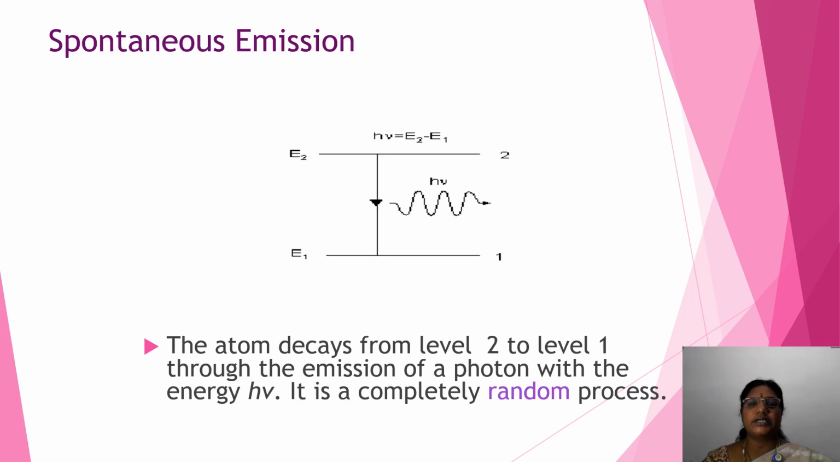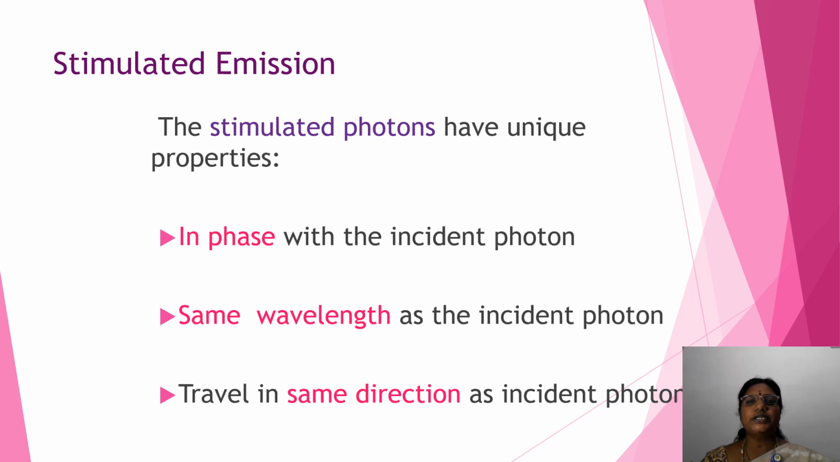After excitation, the excited atoms from the higher energy states decay to lower energy state by emission of photon of energy E is equal to h nu. This is called as emission and it is a random process. The stimulated photons have unique properties. They are in phase with the instant photon. They have the same wavelength as the instant photon and also travel in same direction as instant photon.